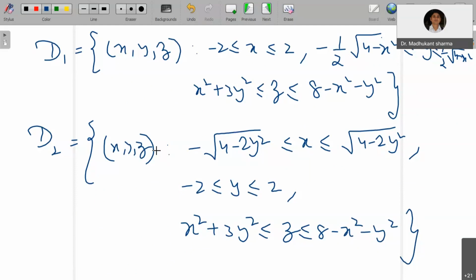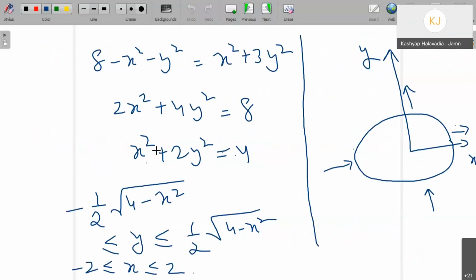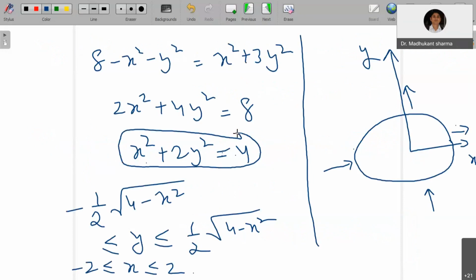Sir, can you again explain the second one, D2? Yes. So see, the domain in the xy plane is this. That is fine. Now we can look at it in different ways: either first y and then x, or first x and then y.